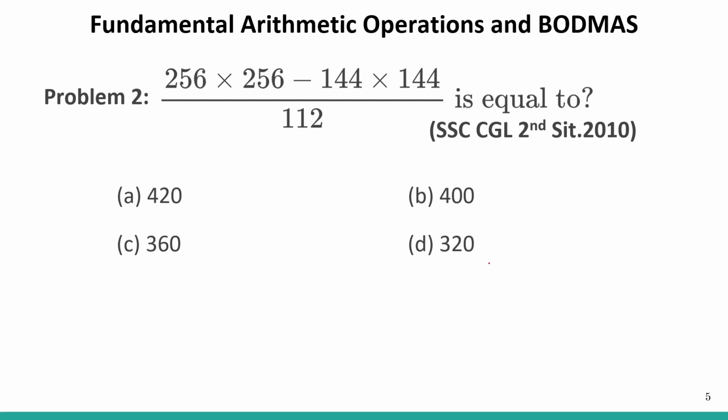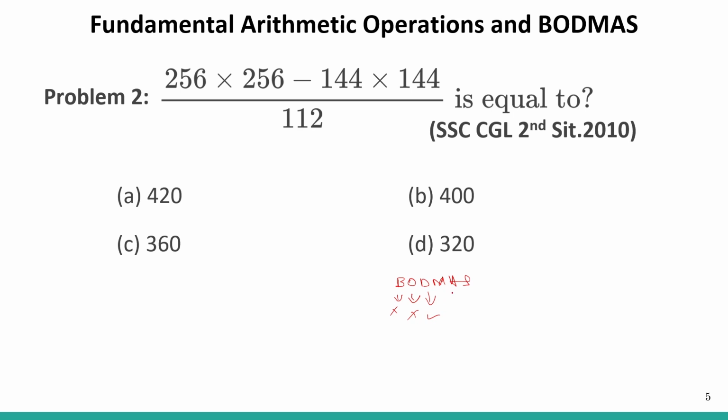So problem number 2 asks us: 256 into 256 minus 144 into 144 whole divided by 112 is equal to what? We'll use the BODMAS rule here. In the numerator, you can see there are multiple arithmetic operations. Wherever you can see multiple arithmetic operations and brackets, you remember BODMAS, right? So you search for brackets, there are none. You search for powers or exponents, there are none. Then you search for division, yes, there is.